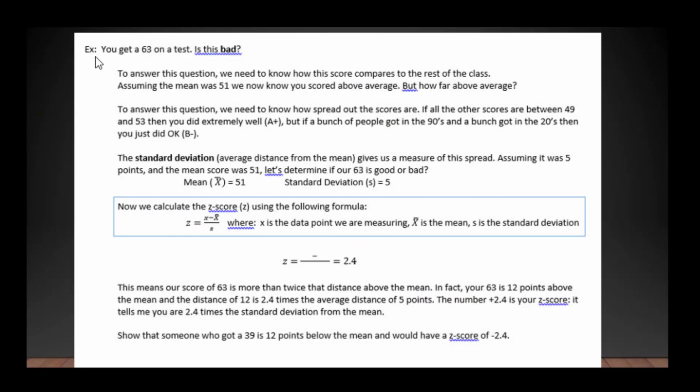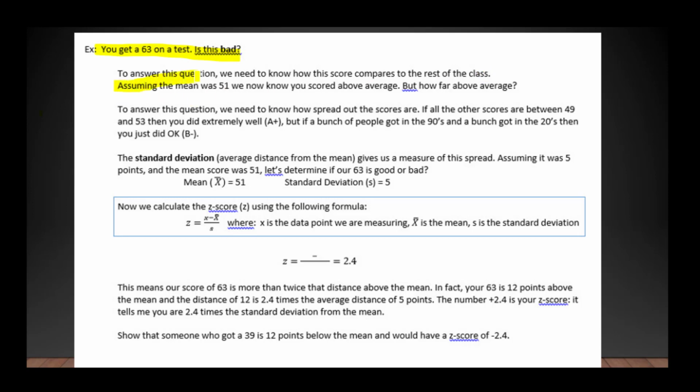Okay, so we're back on a paper. It says here you got a 63 on a test. Is this bad? Now, before you jump to any conclusion, it doesn't say how many questions were on the test. Again, you're not dealing with a ratio, you're dealing with a raw number. So to answer this question, you need to know how the score compares to the rest of the class.